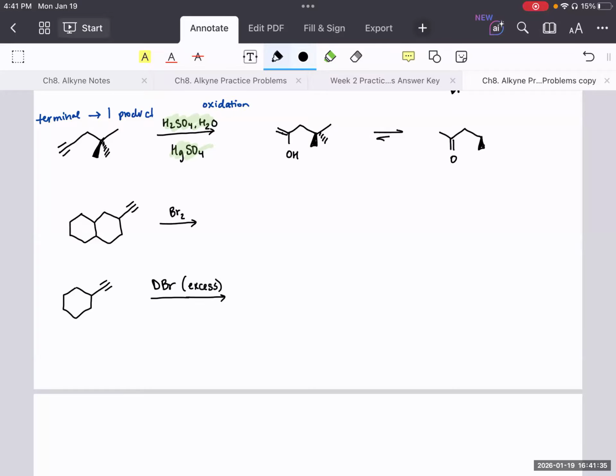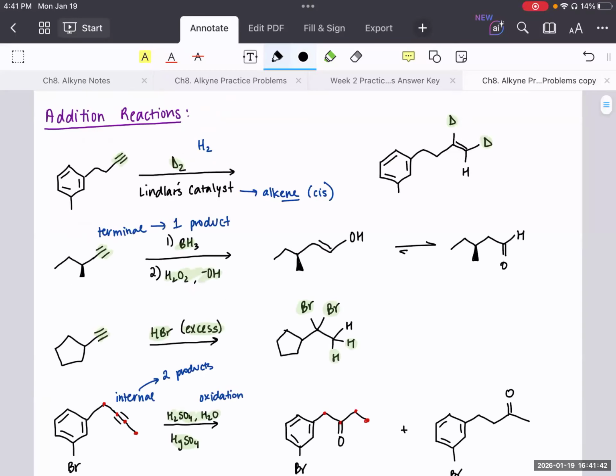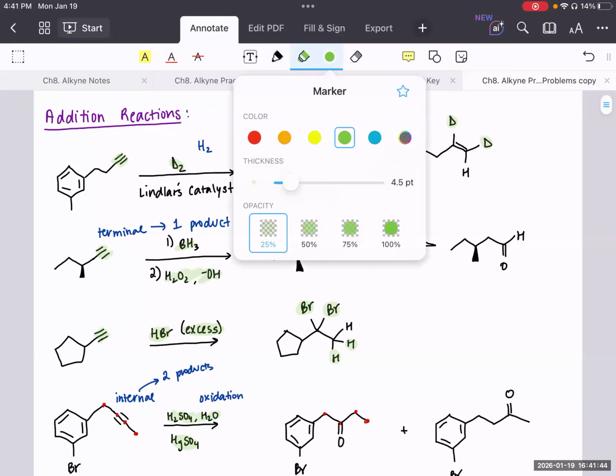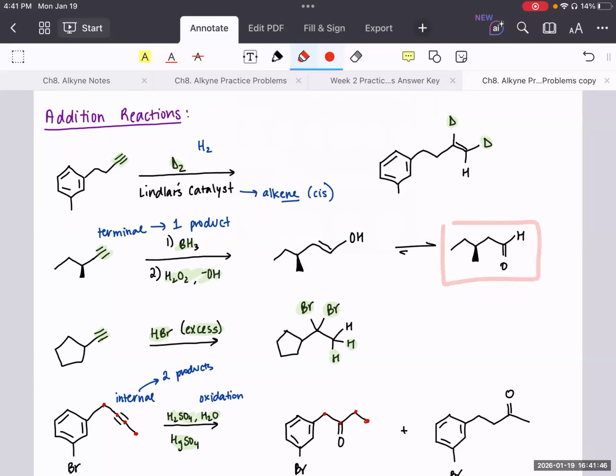And note the difference between this one and the hydroboration oxidation reaction that we did above. Here, we're getting a ketone. In the previous one up here, we got an aldehyde. That's because we used hydroboration oxidation for this top one.